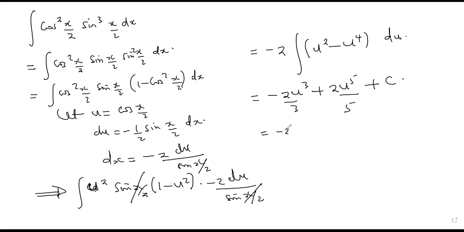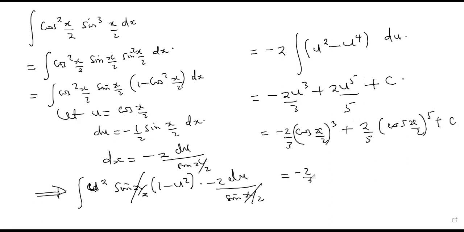It's going to be negative 2 over 3 cos x over 2, then cubed, because u is cos x over 2, then plus 2 over 5 cos x over 2 to the power of 5 plus a constant c, giving me negative 2 out of 3 cos cubed x over 2 plus 2 over 5 cos 5 x over 2 plus a constant of integration.